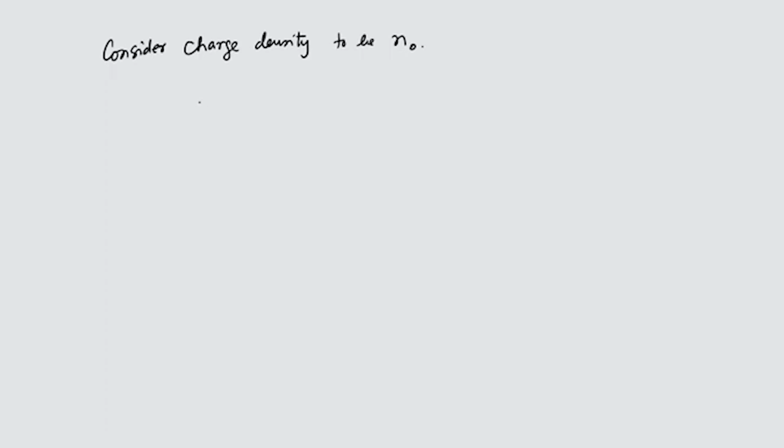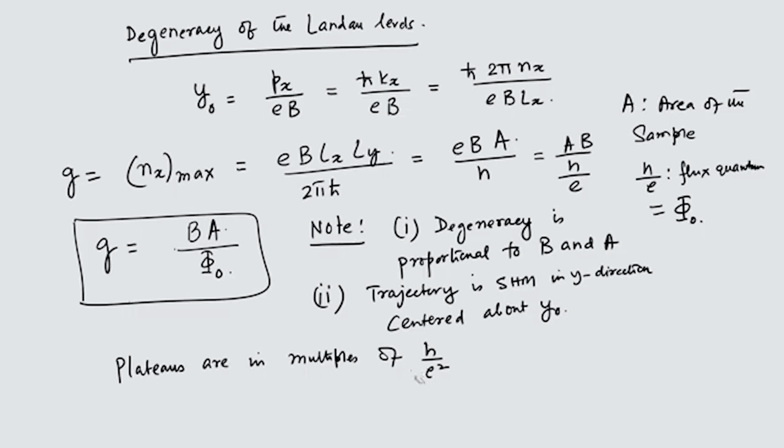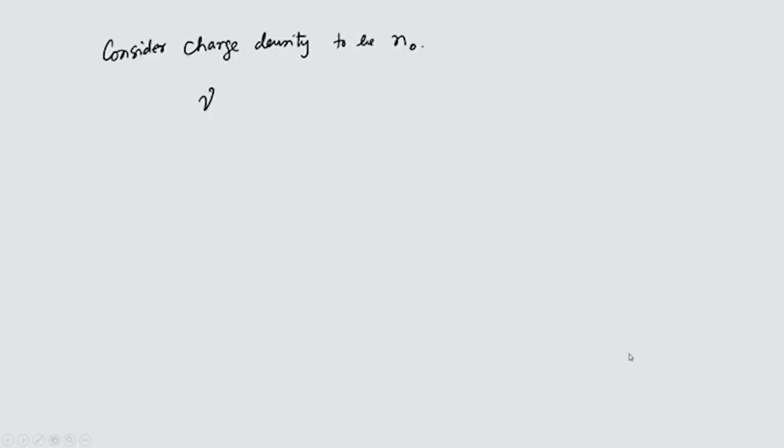So, define a quantity called nu, or let us call this, what we called here as n, let me call this nu, where nu takes values 1, 2, 3, etc. We just change this because there are too many n's, n is used for density as well. So, consider the charge density of the carriers to be n0. So, nu is defined as n0 divided by G by A. Now, this G by A is the degeneracy per unit area.